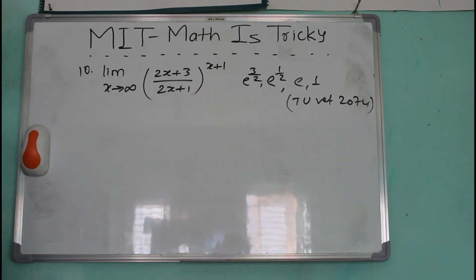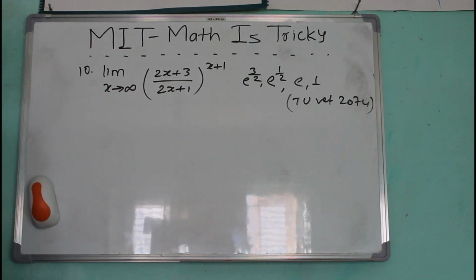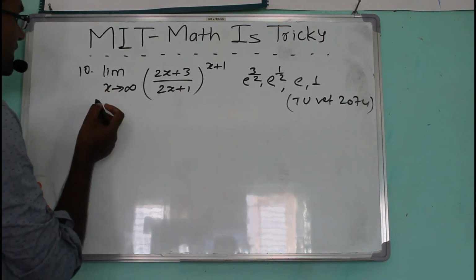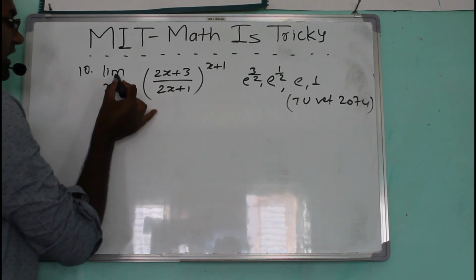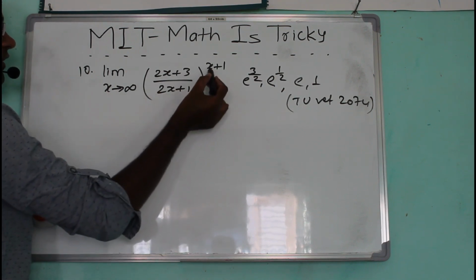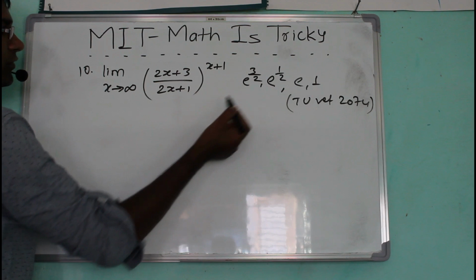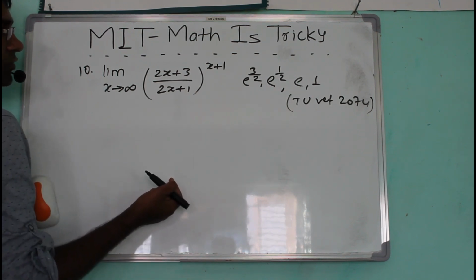Once again, we are here with some tips and tricks about mathematics. We are dealing with some entrance questions from the chapter on limits. One more question is here. We have already discussed 9 questions. So now question number 10: limit x tends to infinity, ((2x plus 3) by (2x plus 1)) whole power x plus 1, and there are 4 options. It was asked in the 2074 TU exams, veterinary exam.